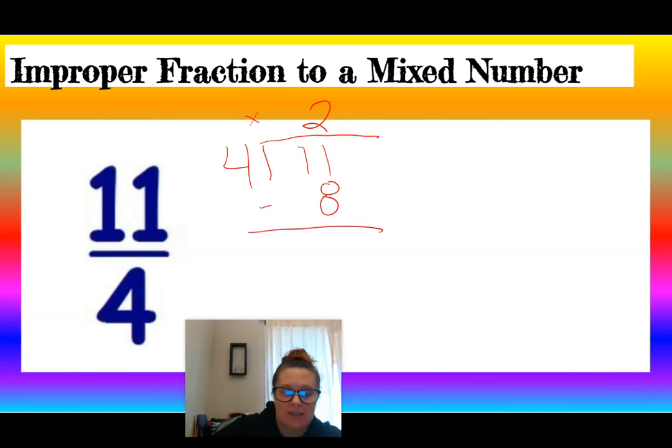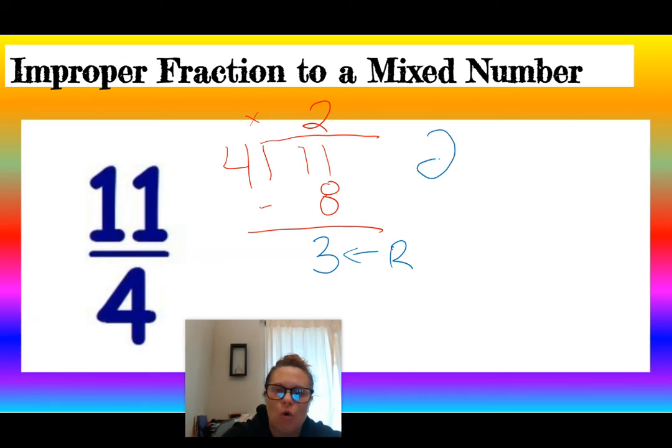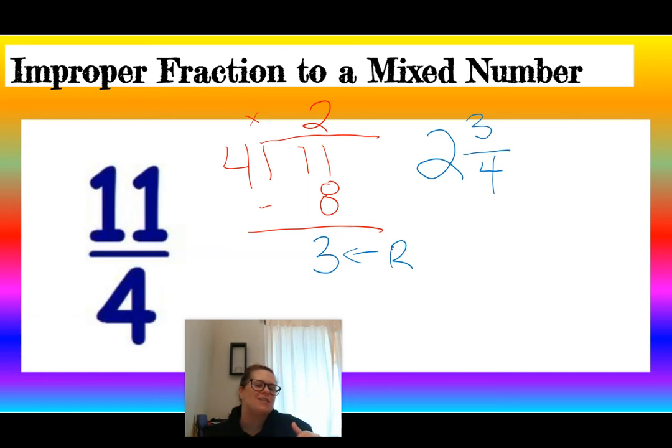Now I subtract at this point here. And 11 minus 8, I'm really hoping you're saying 3 in your head. This is my remainder. So what this means is I have 2 whole pieces and I had 3 pieces left over out of 4. Do not change the denominator. So now you're probably like, oh, I'm just not feeling the arithmetic today. That's okay, my friends. I gotcha.